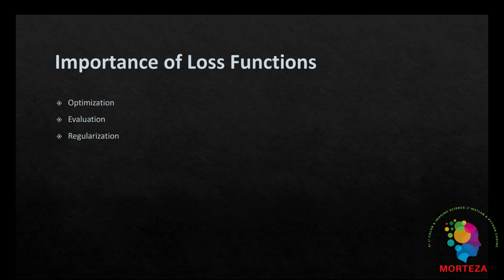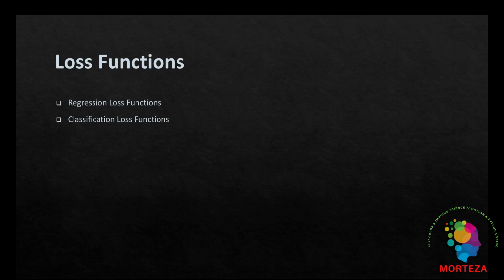There are different types of loss functions: regression loss functions and classification loss functions. Regression loss functions are like mean squared error or mean absolute error or Huber loss. Classification loss functions are like binary cross entropy, categorical cross entropy, sparse categorical cross entropy, hinge loss, which is used in SVMs, and log loss.